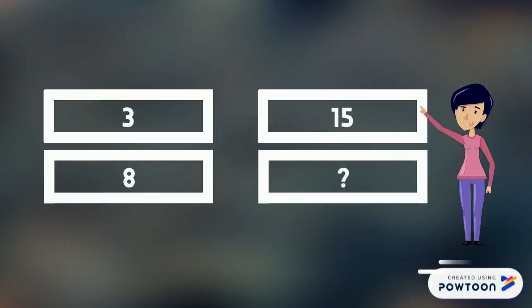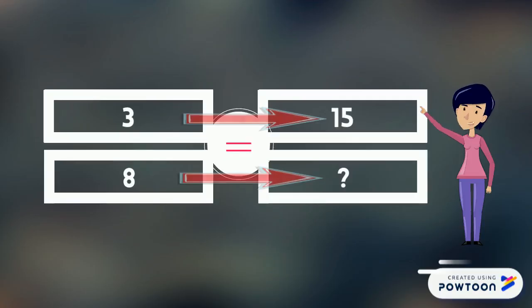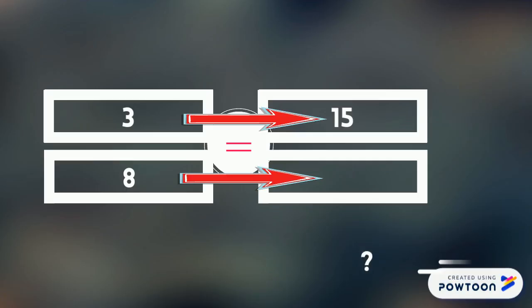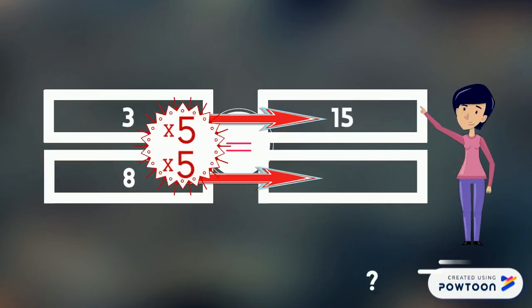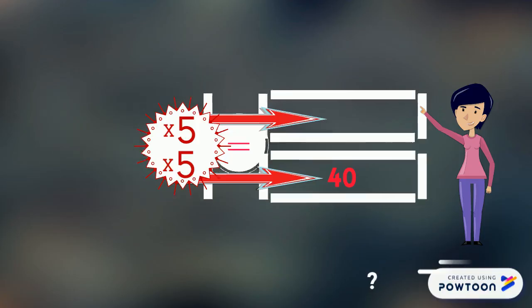Sometimes I know the numerator of an equivalent fraction and need to find the denominator. You're going to use the same process by finding a common multiplier. In this case, I know that 3 times 5 equals 15, so 5 is my common multiplier. I will use the 5 to find the denominator. 8 times 5 equals 40, so 40 is the denominator. 15/40 is equivalent to 3/8.